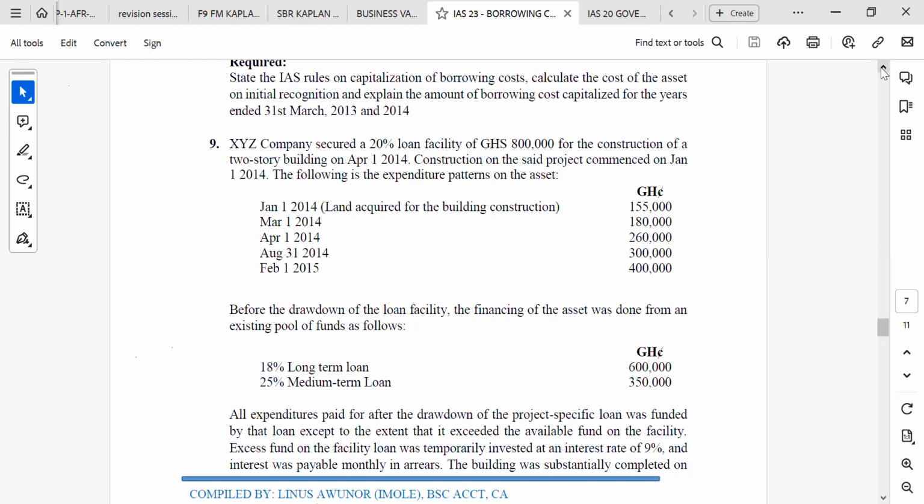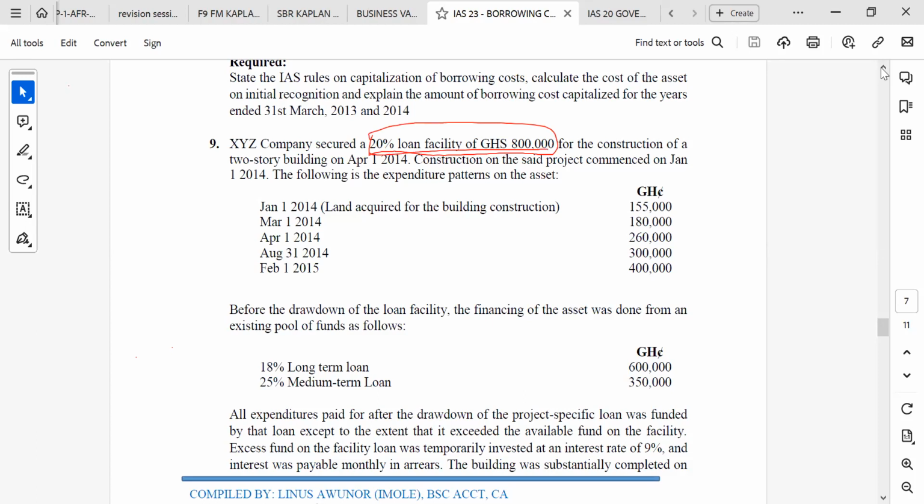So the company secured a 20% loan facility of 800,000 for the construction of a two-story building on 1st April 2014. Construction of the said project commenced on January 1, 2014. The following is the expenditure pattern on the assets. So when do we acquire the 20% loan? Is it a specific loan or a general borrowing? It is a specific borrowing. Okay, so the 20% is a specific borrowing.